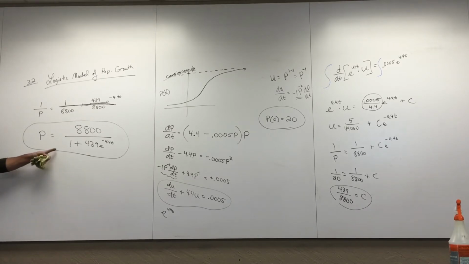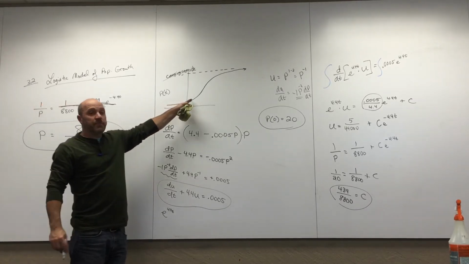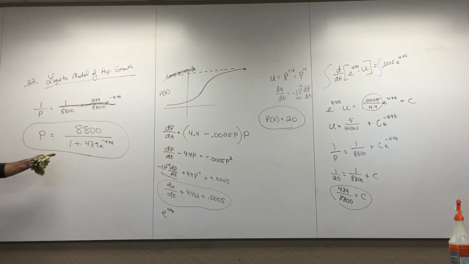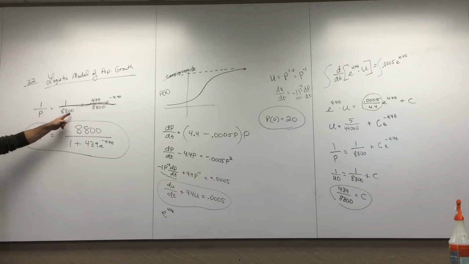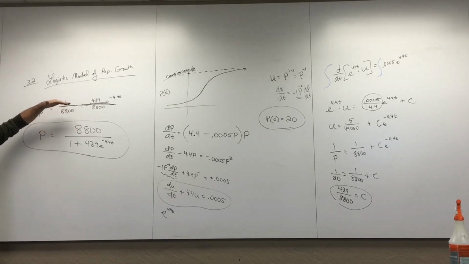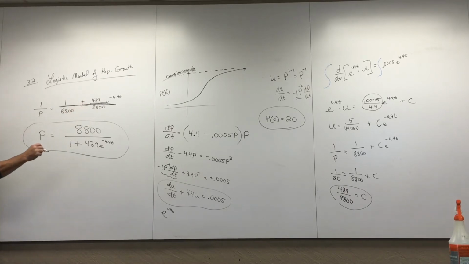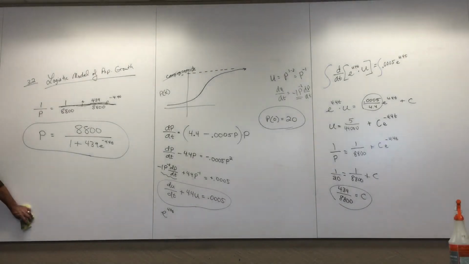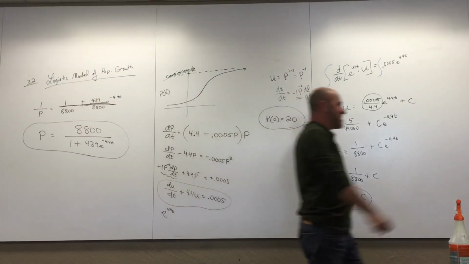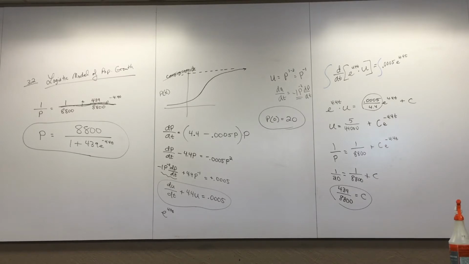If you type this in your graphing calculator, it looks like this. They both had the denominator of 8,800, so it was 1 plus, and then reciprocate.